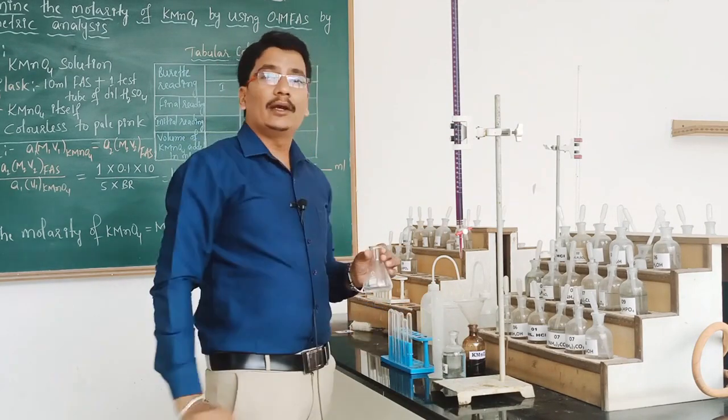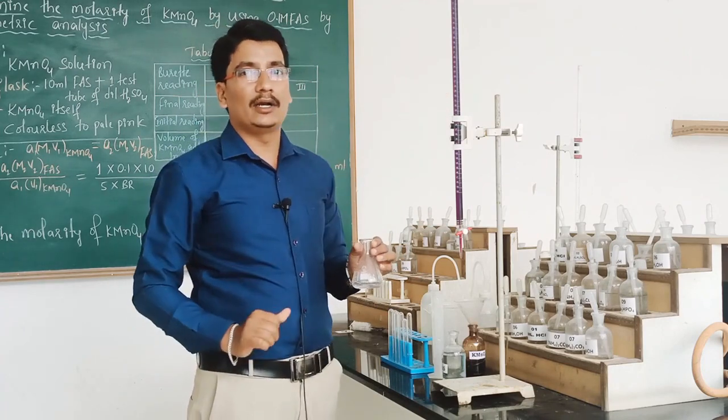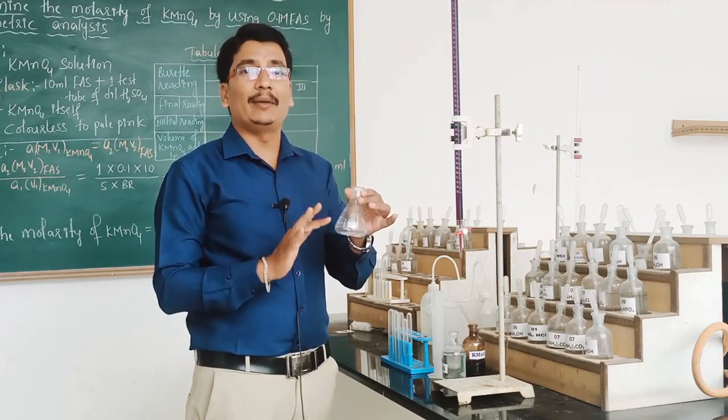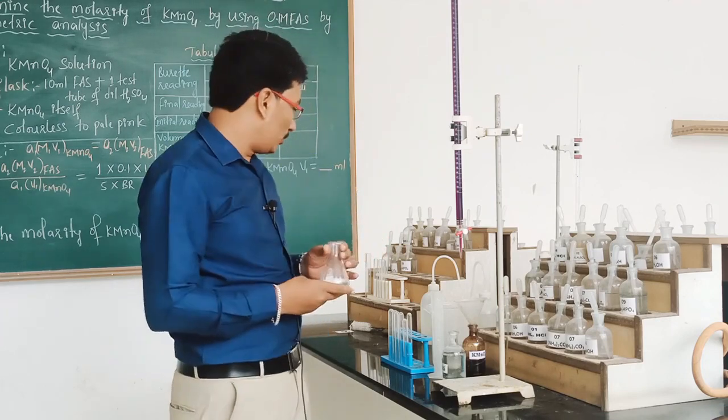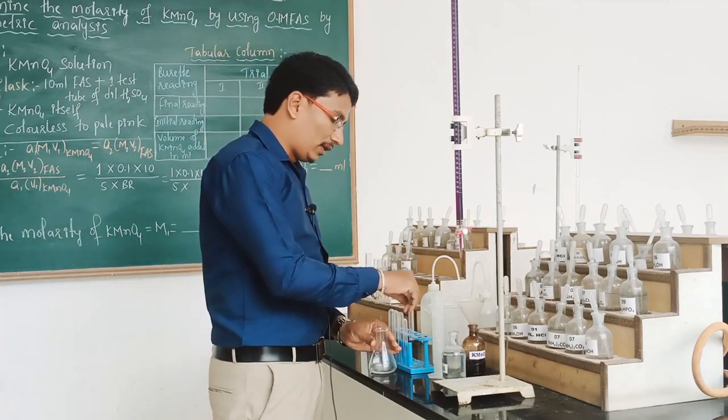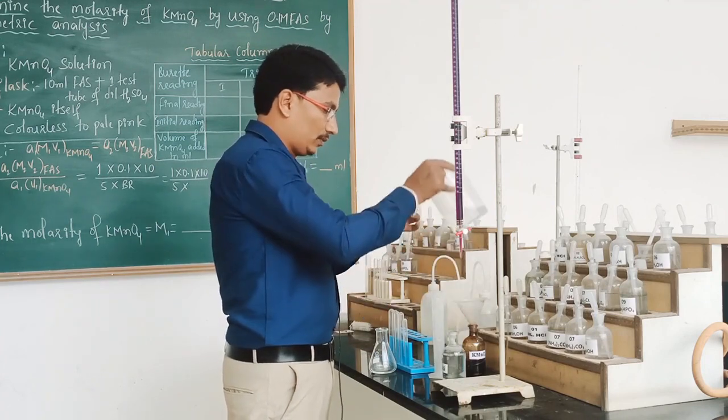Okay, in the burette the KMnO4 solution is already taken. Then in the conical flask, 10 ml FAS solution. To this 10 ml FAS solution, we have to add 1 test tube of dilute H2SO4.